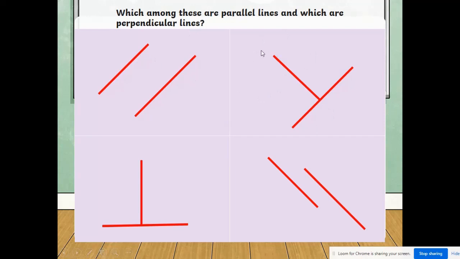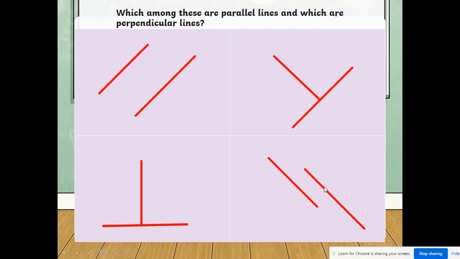What about these two lines, this line and this line? They are meeting at one point. So are they perpendicular or parallel lines? They are perpendicular lines because if you see over here, they are making a right angle. What about these? This line and this line. These are perpendicular lines again because they are making a right angle over here where they meet.